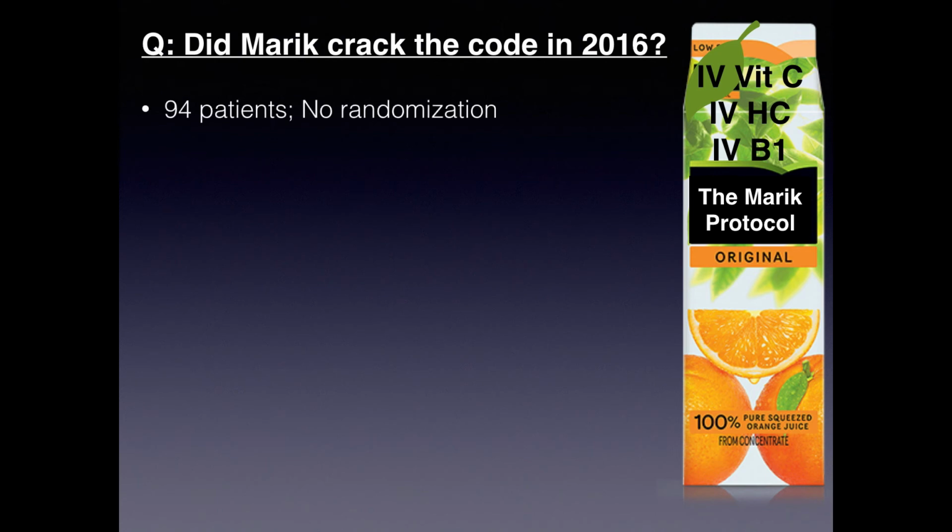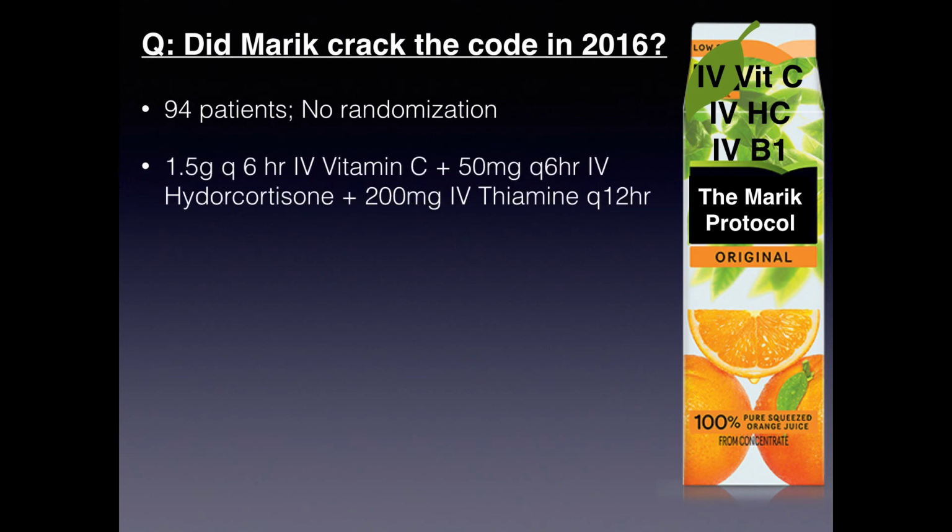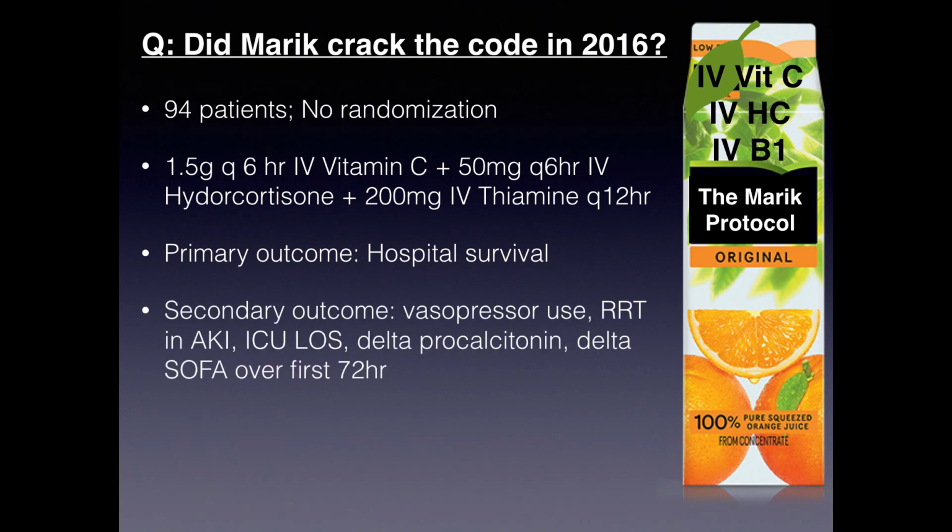They did a study, 94 patients. There was no randomization. It was just a study there in-house. They basically gave them a cocktail that you see here, vitamin C, hydrocortisone, and thiamine, while they were in the ICU. And the primary outcome was the hospital survival. Secondary outcomes were: did they have to use vasopressors? How much? How often? Did they have to do dialysis on severe acute kidney injuries? What was the ICU length of stay? They checked procalcitonin changes, and they also rechecked the SOFA score over 72 hours.